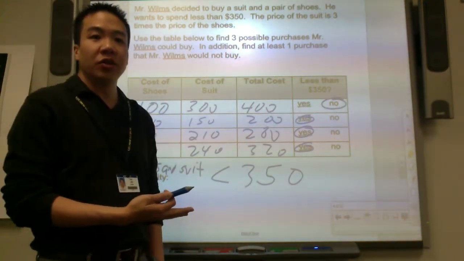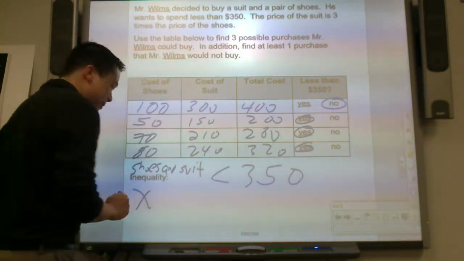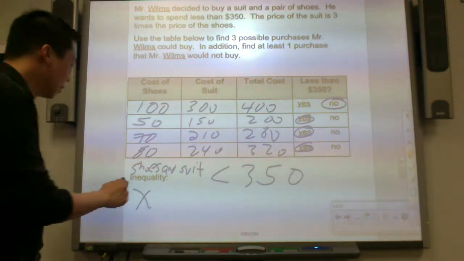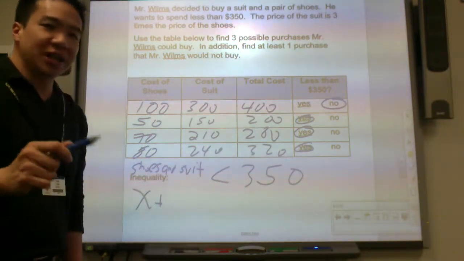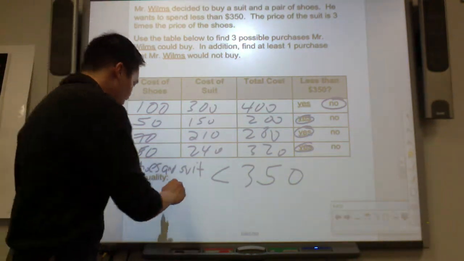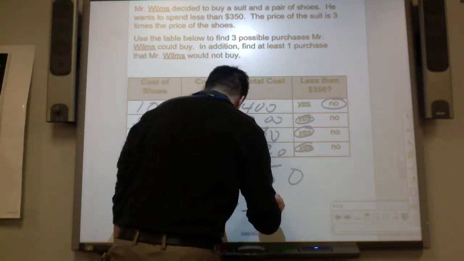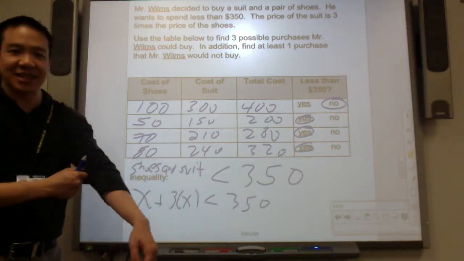But what if we want to use variables or symbols? The shoes is x, plus the suit is 3 times the shoe. How do you say 3 times shoe? It's 3x, less than 350. So x plus 3x is less than 350.